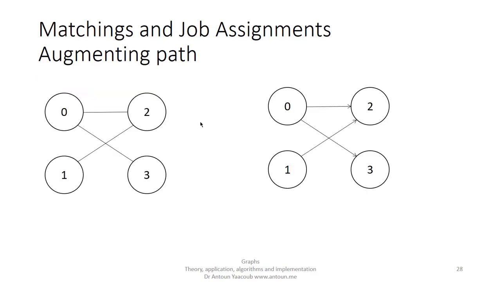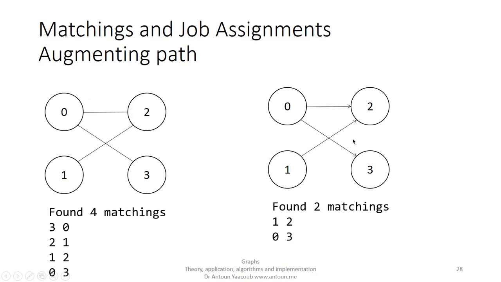So in our example, we have here the graph and the output. We can find 4 matchings: 3 is matched to 0, 2 to 1, 1 to 2, and 0 to 3. Obviously, because our graph is not directed, it counts both directions. If our graph were directed, I would find only 2 matchings here: 1 matched to 2, and 0 matched to 3.